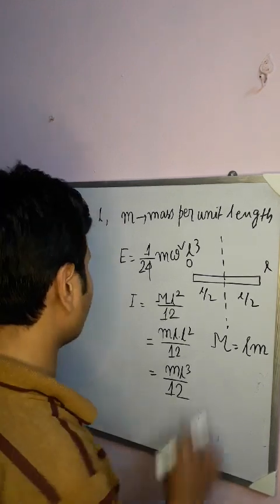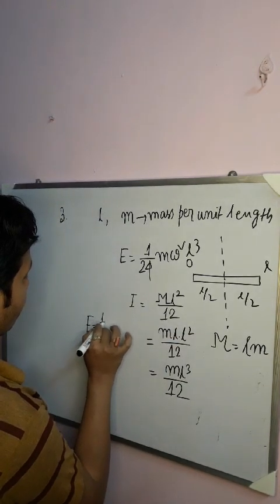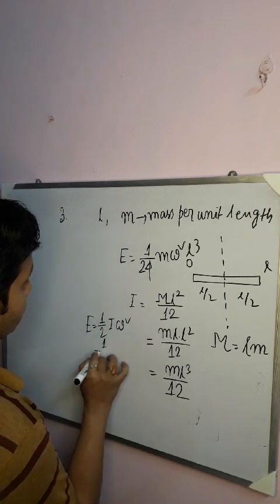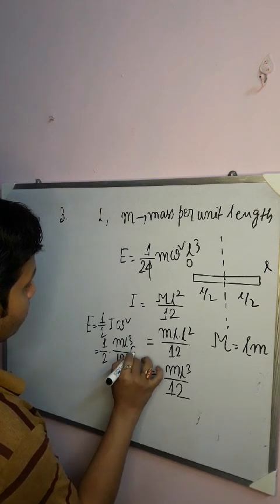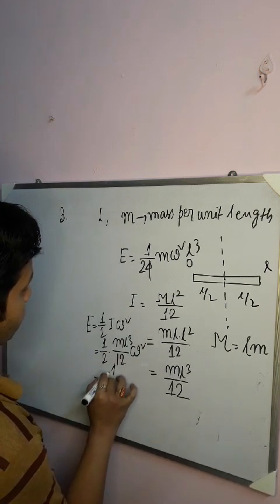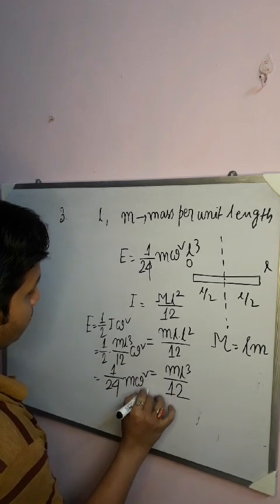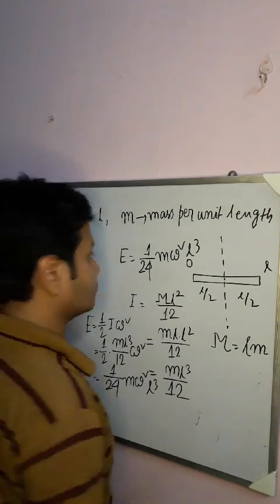So what will be the kinetic energy? Half I omega square. Just put this: half I means mL cube by 12 omega square. So the answer is 1/24 m omega square L cube. So this is the simple expression.